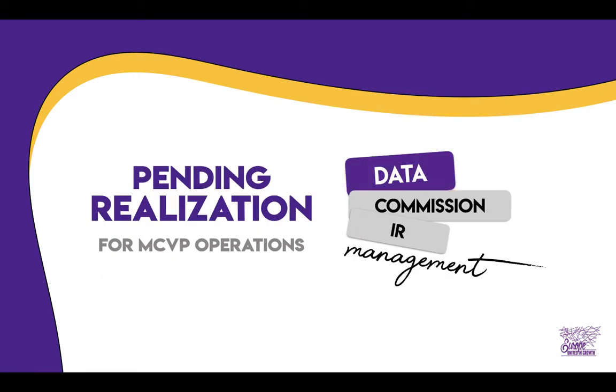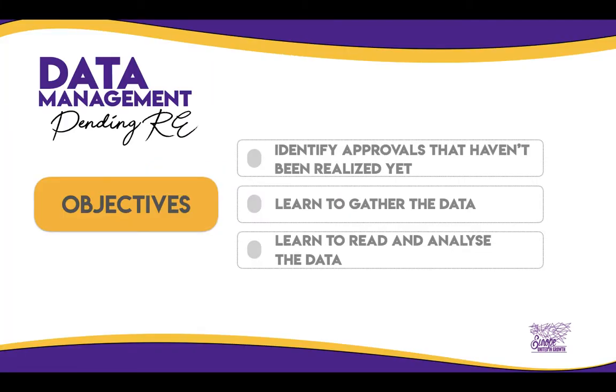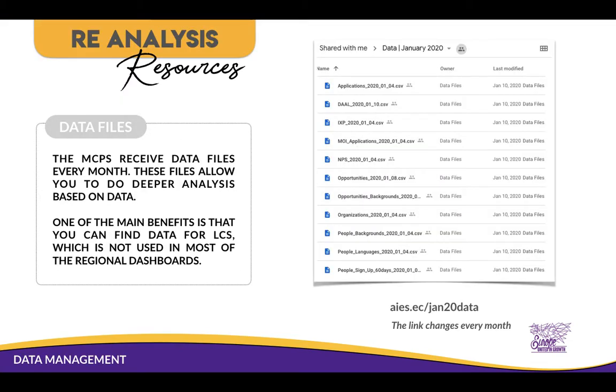Now in this space we're going to talk about pending realizations. The objectives for the space are to identify the approvals that haven't been realized yet, learn how to gather the data, and learn how to read and analyze the data.